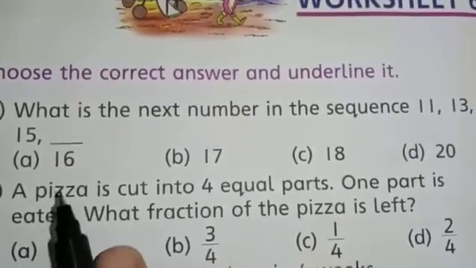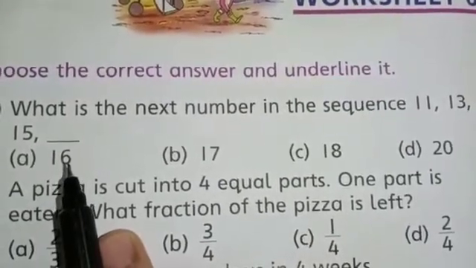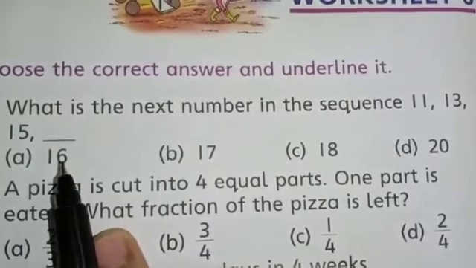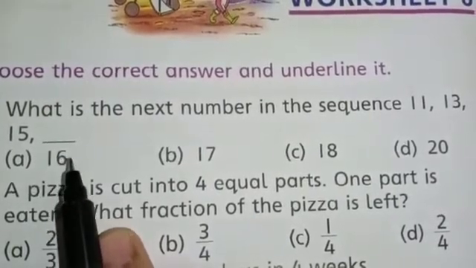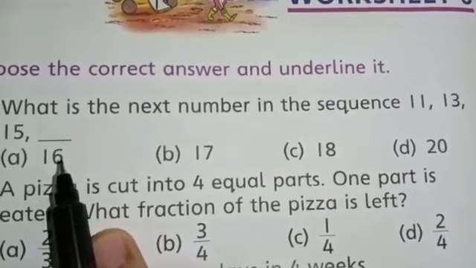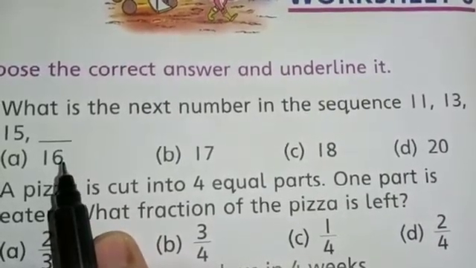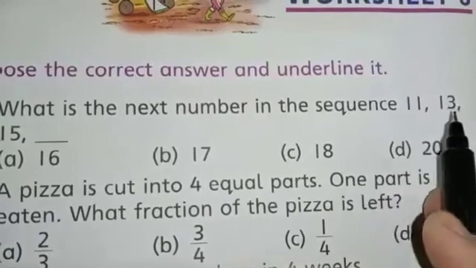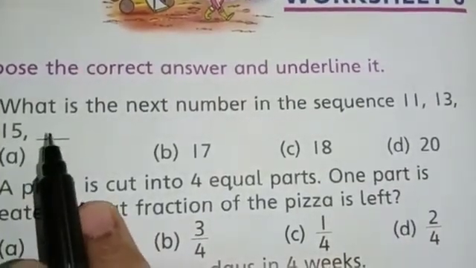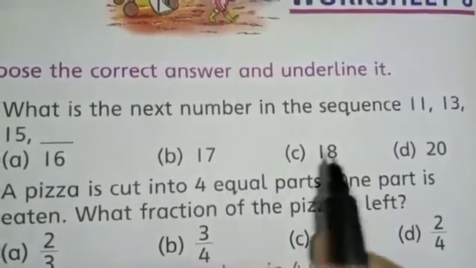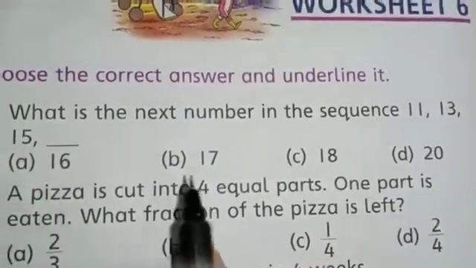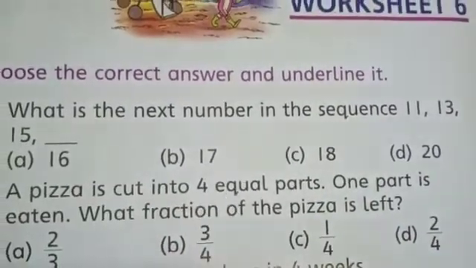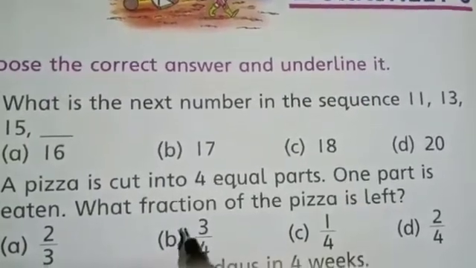So students, look at the options. It's 16. Is 16 an even number or an odd number? Yes, it is an even number. Look at this. On the ones place it is 6. 0, 2, 4, 6 and 8 are even numbers. So 16 is an even number. And here we have 11, 13, 15 and which number comes next? It's 17. Yes, 11, 13, 15 and next 17, because 1, 3, 5 and 7 are odd numbers. So next comes 17.